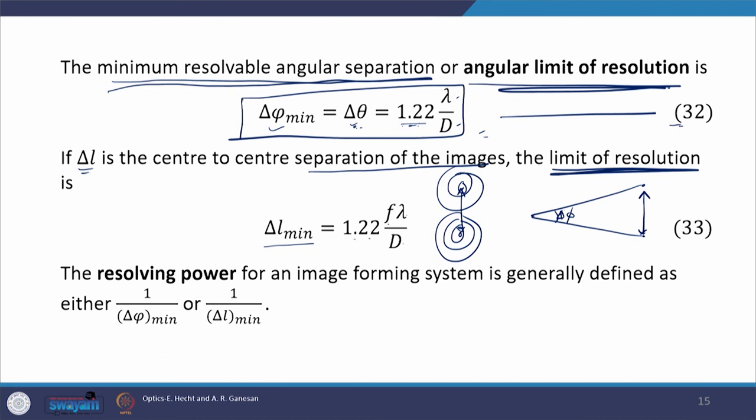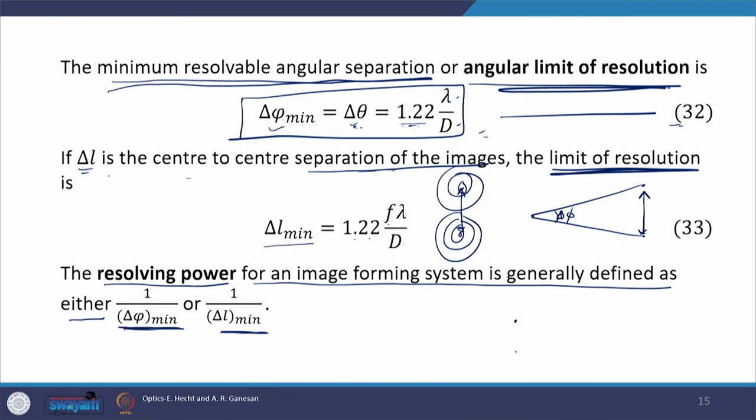Okay, another very important terminology is defined as resolving power. Resolving power of an image forming system is generally defined as either 1 by delta phi min or 1 by delta L min. If we are in the angular domain, then we use delta phi min, and if we are in the linear domain, in a length domain, then we use delta L min, where delta L is the center to center separation of the images.